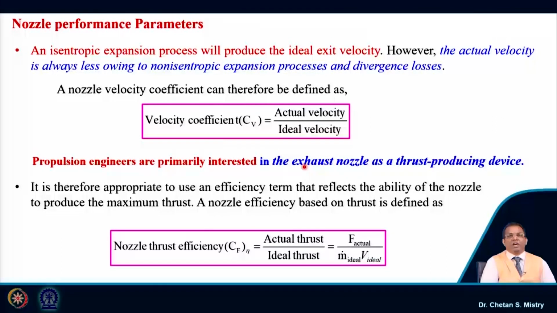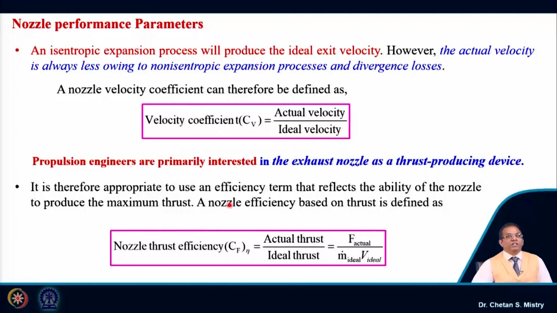Now, different people use different terminology in order to assess the performance of the nozzle. One parameter is called the velocity coefficient. It is the ratio of actual velocity divided by ideal velocity. Ideal velocity represents the isentropic expansion process, but in actual conditions the expansion is non-isentropic and I will have losses present, and that is the reason why we consider actual velocity.